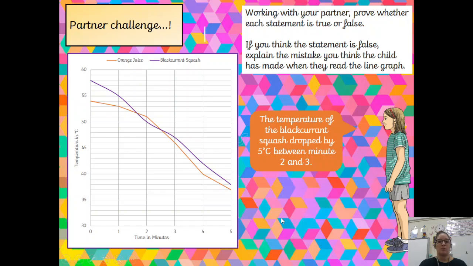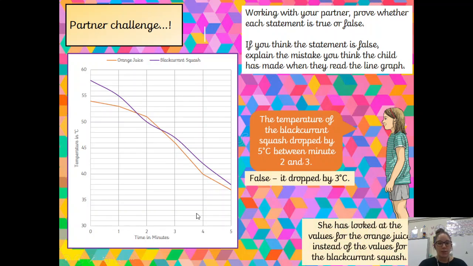Okay, so the temperature of the blackcurrant squash dropped by 5 degrees between minutes 2 and 3. Okay, so we need to find minute 2 and 3, and we need to find blackcurrant. So at minute 2, the blackcurrant was 50 degrees Celsius, and at minute 3, the temperature was 47 degrees Celsius. So did the temperature drop by 5 degrees? False. Okay. It dropped by 3 degrees Celsius. It went from 50 down to 47. So that's a difference of 3 degrees.